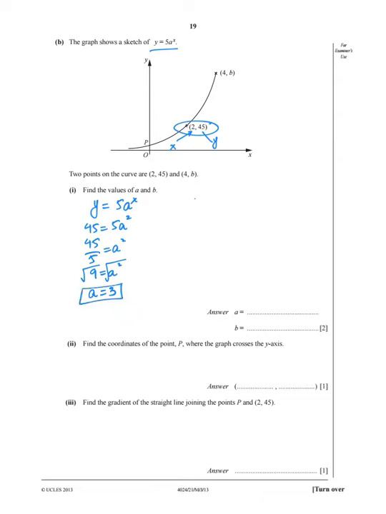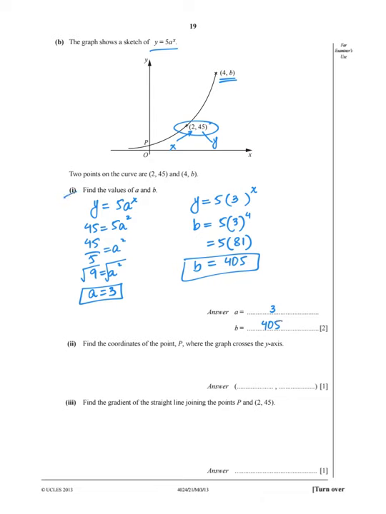Similarly, again I'm going to use the equation y equals 5a to the power x, and now the value of a is known, it's 3. So now I'm going to pick the point (4, b). Instead of y, I will place b equals 5 times 3 to the power 4. 3 to the power 4 is 3 squared 9, 27, 81. And 5 times 81 is 405. That is your value of b, and these are the answers for a and b.